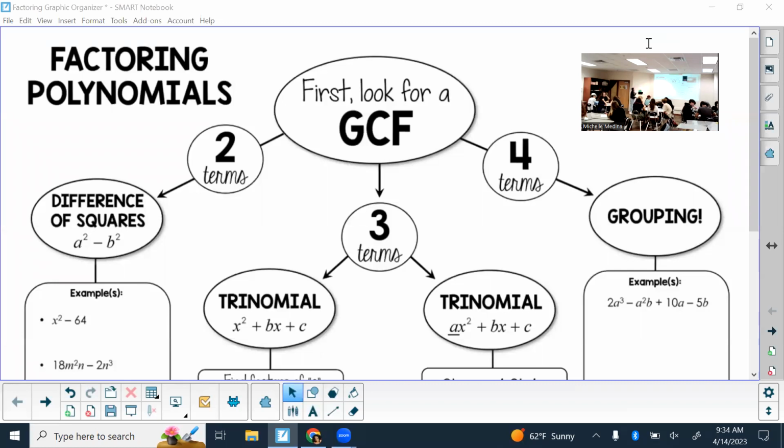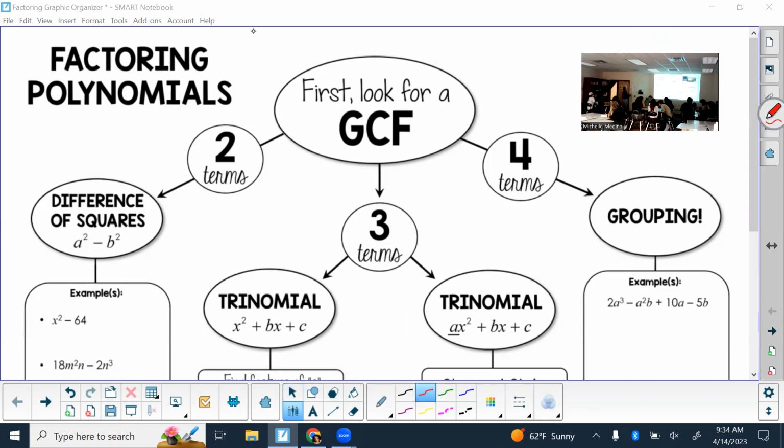So the very first part of this flow chart says first look for a GCF. If you're in my math lab, that could be familiar to you. Otherwise, we've not really talked about it in algebra. What does GCF stand for? Pretty good. So say I have like 4 and 10. What's my GCF between those? Okay, Landon says 2. Anyone disagree?